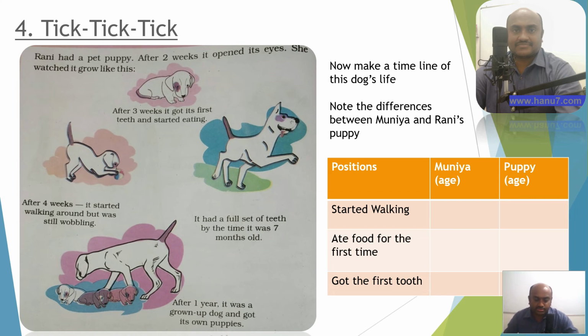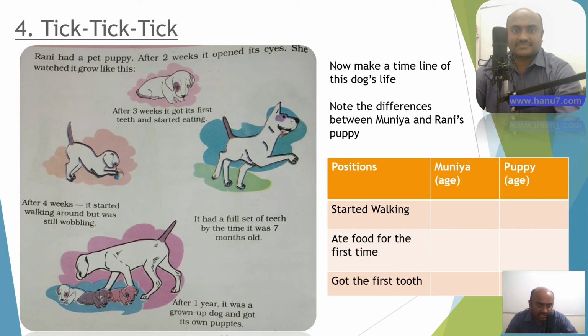Rani had a pet puppy. After 2 weeks, it opened its eyes. In the meanwhile, how did she get a sister? She also got a small puppy. Okay. So after 2 weeks, it opened its eyes.